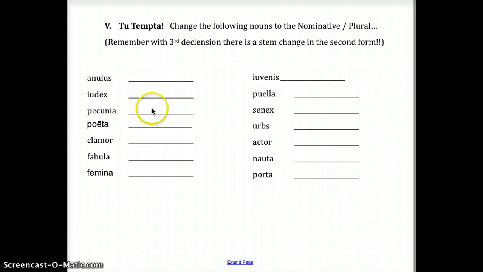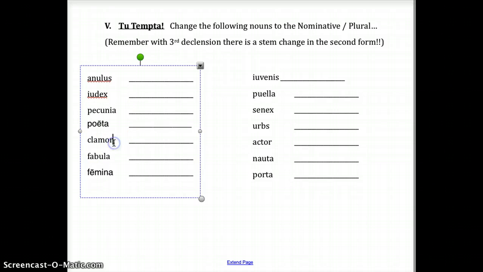And sometimes, remember, there's a stem change with the third declension nouns. For clamor here, your stem is still going to be clamor. For unus, your stem is going to be un, so you just take off that IS. And for senex, your stem would be sen here. For urbs, your stem is orb here. And for doctor, you're just going to add the endings on to doctor. So hopefully that'll help you out as you give this a try.